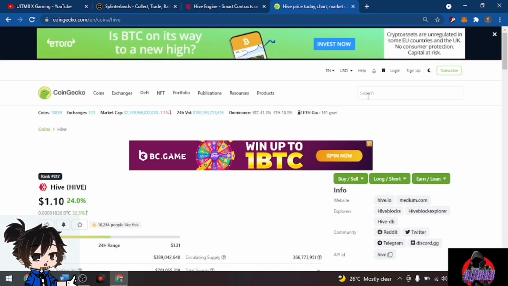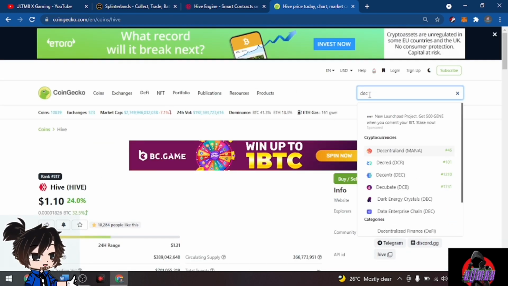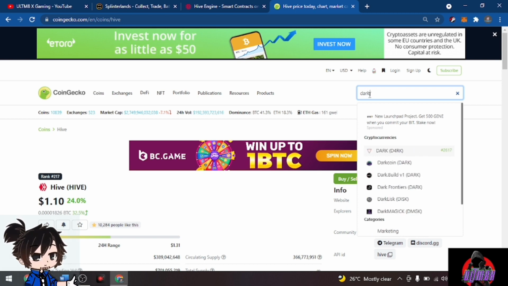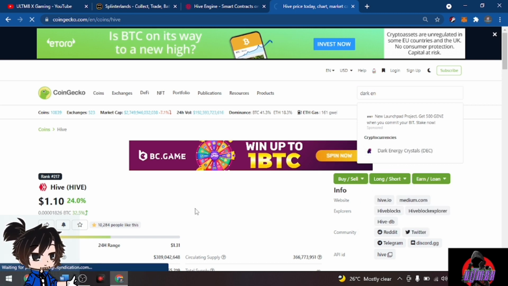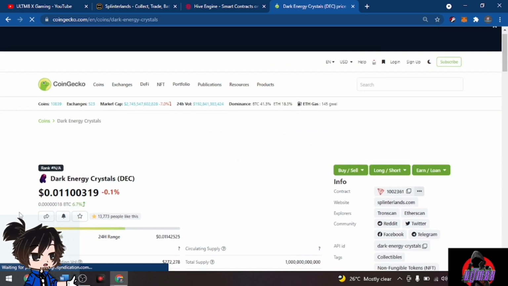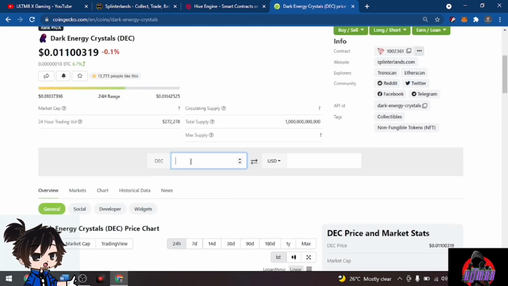But if the value for the DEC goes up, that will be more or less $300, because right now DEC, or dark energy crystals, are down in terms of value. So the 27,000 is more or less $297 at the moment in terms of the DEC. But if the value for the DEC goes up, guys, this will be a crazy amount of money.